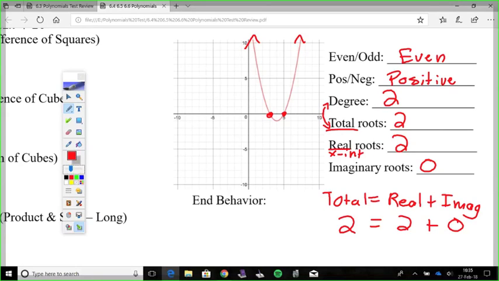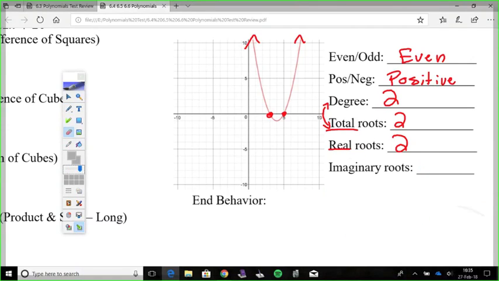Now for the end behavior, I'm going to have to erase that equation I put at the bottom just now, so I have room.